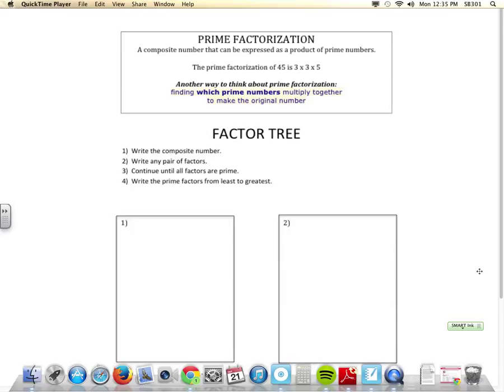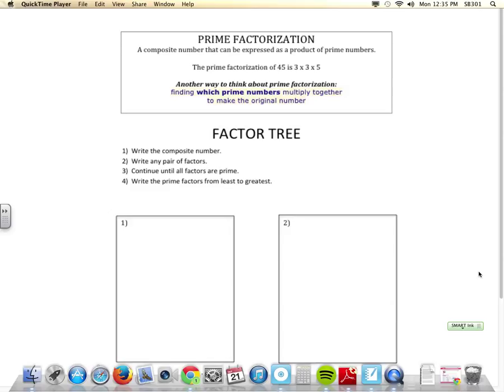We know what composite numbers are. To our lesson on prime factorization. You have a lot of knowledge right now about prime factorization because you know what prime numbers are and you know what composite numbers are. And you also know what factors are.